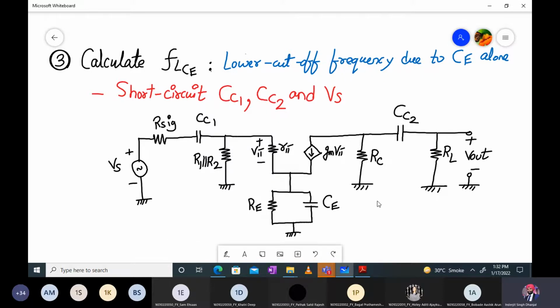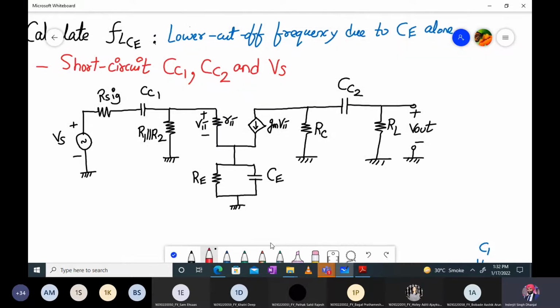Okay, so let us start doing it. What do you mean by short circuiting? CC1 will be replaced by a short circuit, CC2 will be replaced by a short circuit, and VS also will be replaced by a short circuit. So let me do that here. Let me use a red color. This is short circuited, this is short circuited, and this Vs source is also short circuited. This is just for analysis, okay?